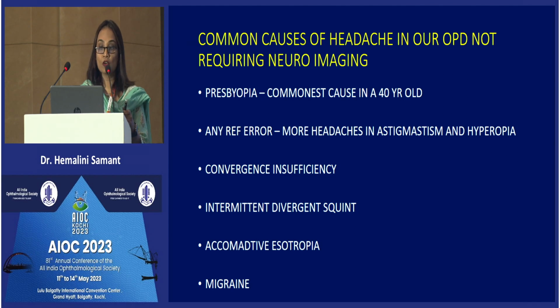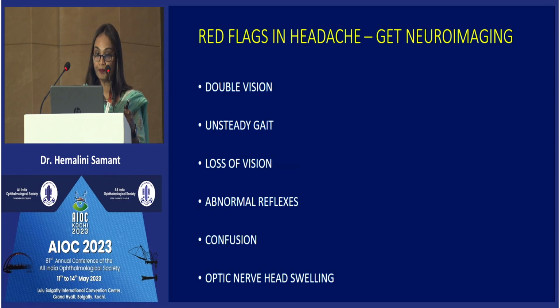Some of the common causes of headache in our OPD which don't require neuroimaging are presbyopia, which is one of the commonest causes you see in a 40-year-old, any refractive error, but more so in astigmatism and hyperopia, patients who have convergence insufficiency, intermittent divergence squints, accommodative esotropias, and migraine.